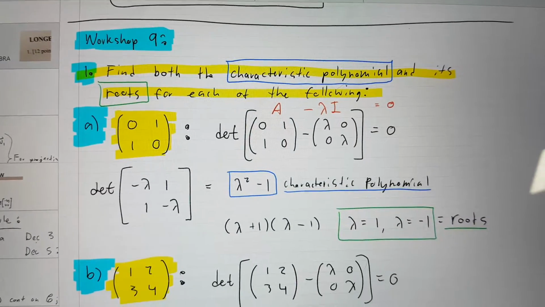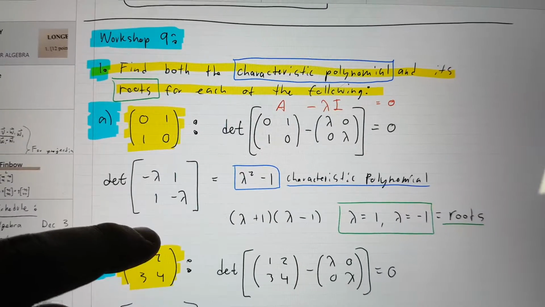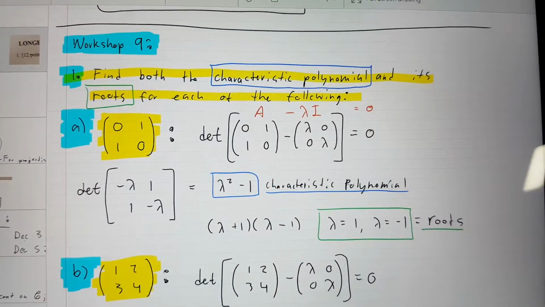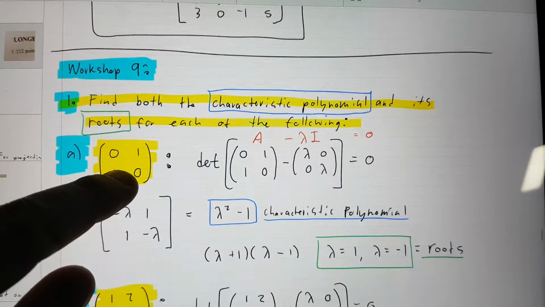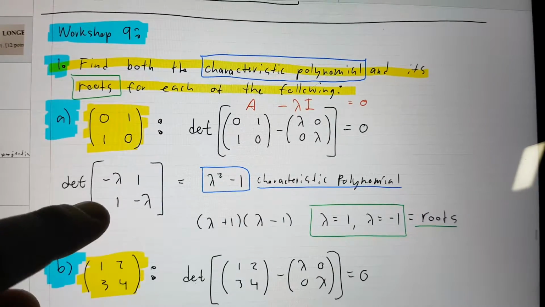Alright, so we got workshop 9. This one was all on eigenvectors and eigenvalues, characteristic polynomials. Good times. So, 1. Find both the characteristic polynomial and its roots for each of the following.